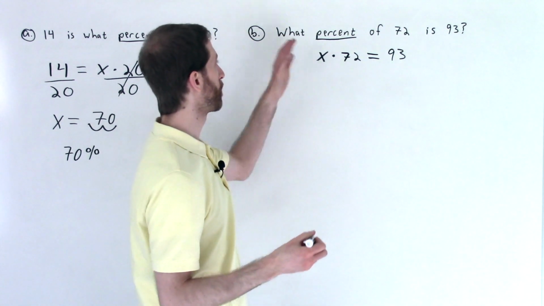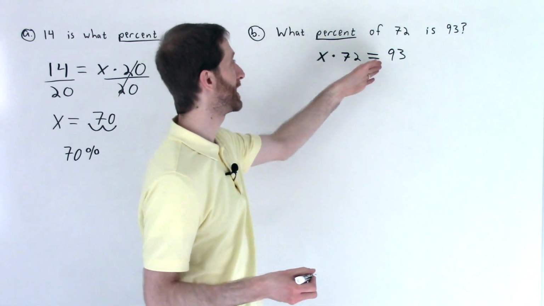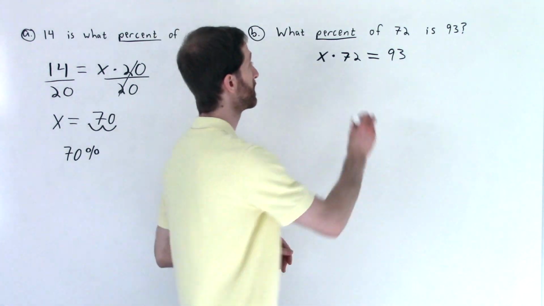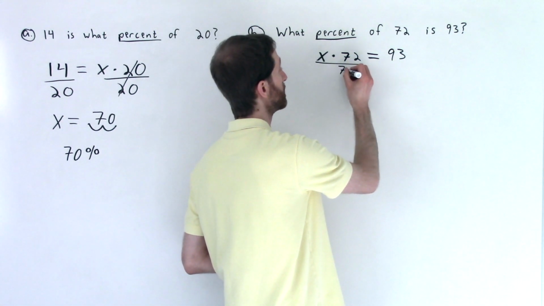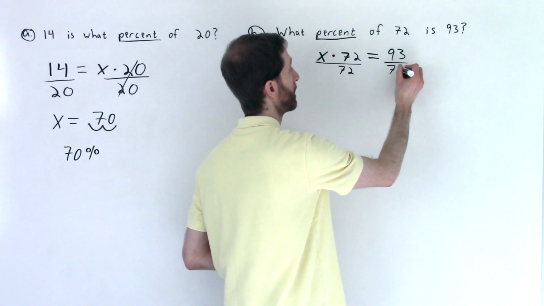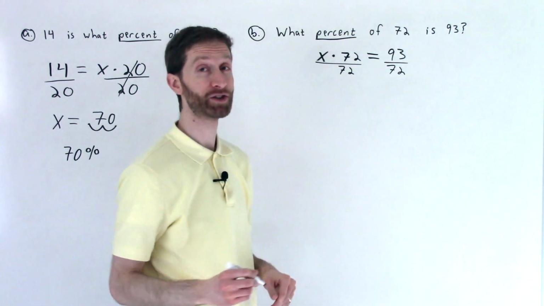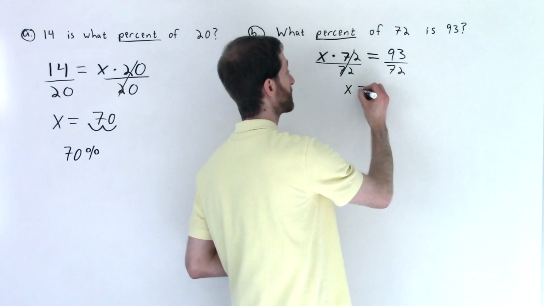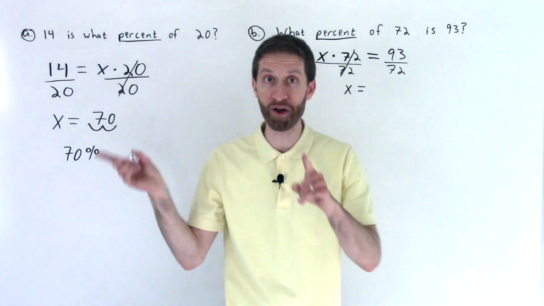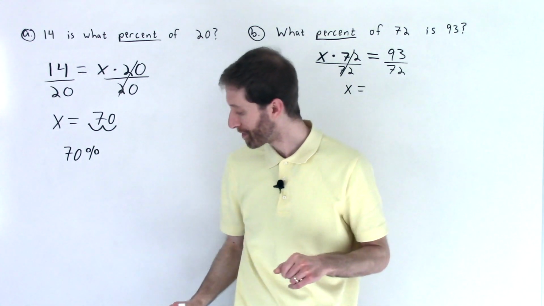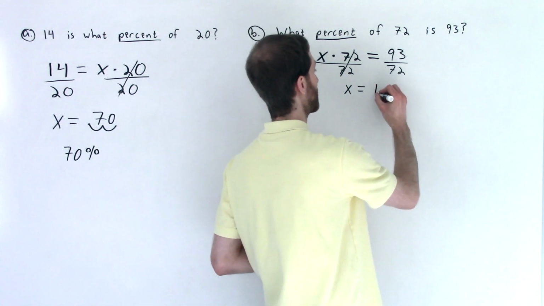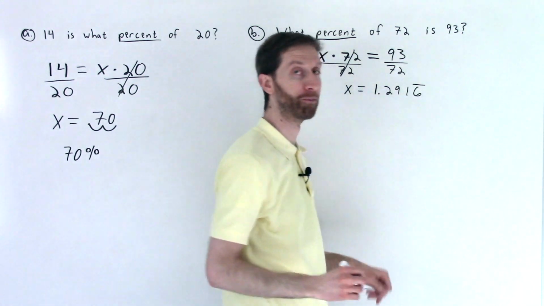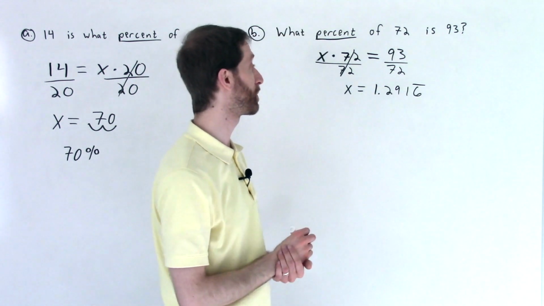So now again, we had what percent of 72 is 93. So we're going to solve this by undoing multiplication by 72, by dividing both sides by 72. And then when I divide both sides by 72, I'm going to get one heck of a gnarly decimal. This cancels out. I get x is equal to, and I've got that decimal off to the side right here, that is going to be 1.2916 repeating. Oh my goodness. So how do we convert that into a percentage?